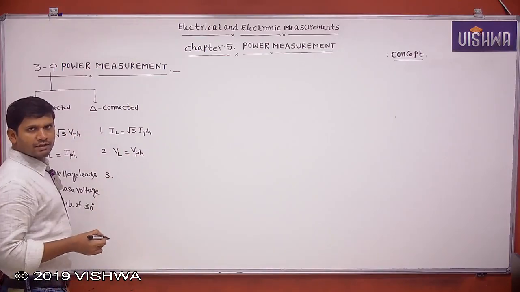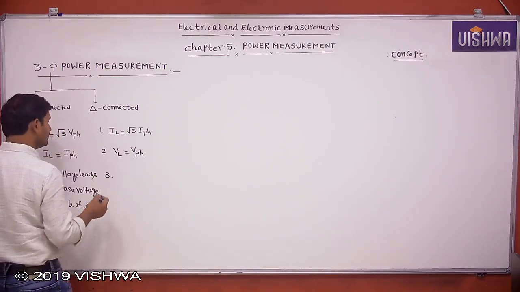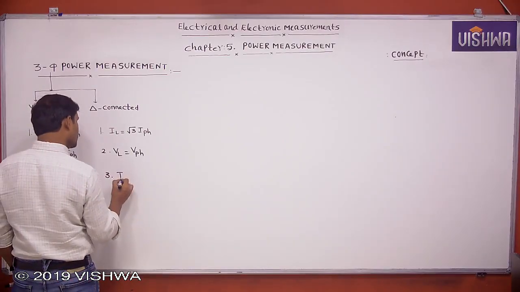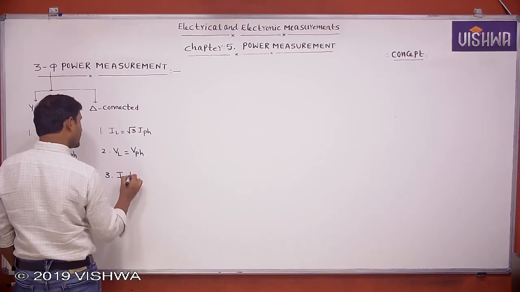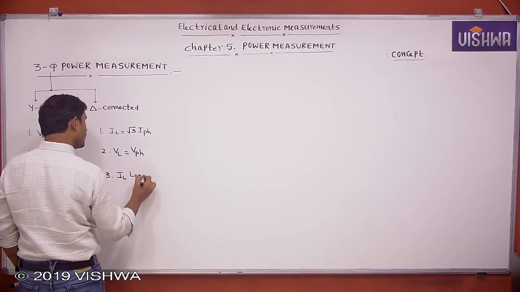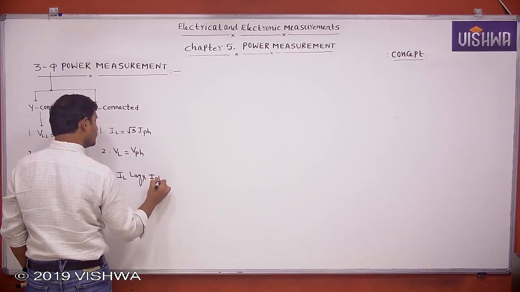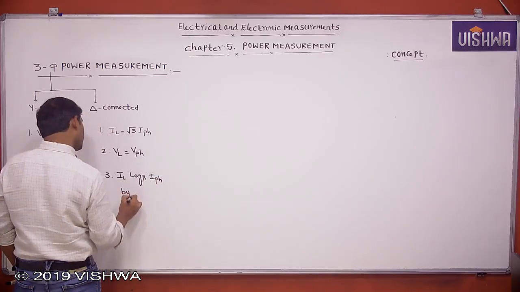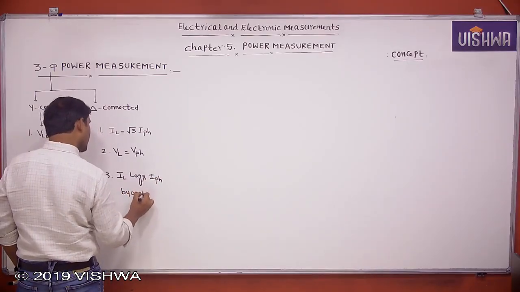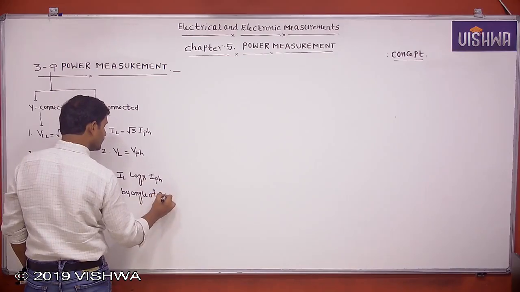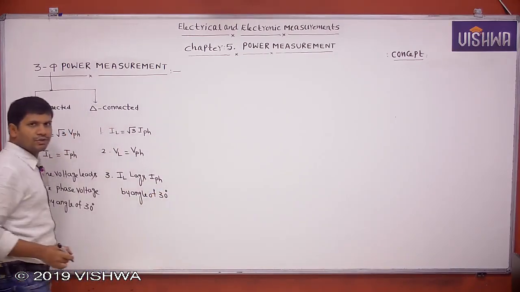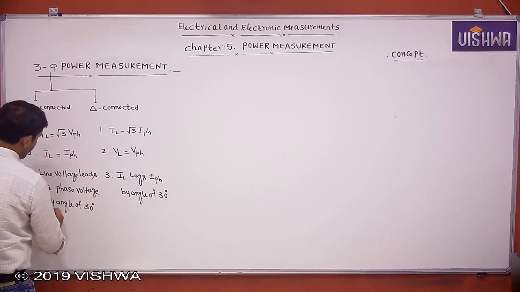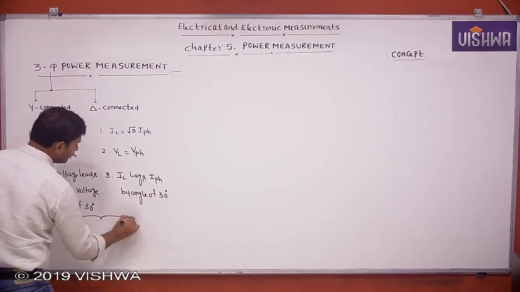But in this case, line current IL lags the phase current I phase by an angle of 30 degrees. This minimum knowledge you know. It may be a star or delta connected system.